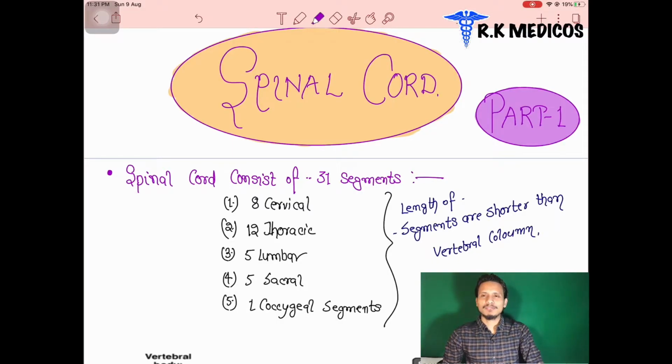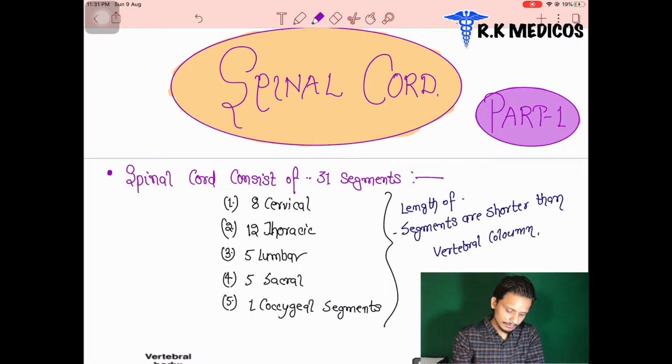In this section, we are going to discuss neuroanatomy, and we are going to discuss the spinal cord basically. The spinal cord has several segments; they are divided into several parts. There are basically 31 segments in the spinal cord, and they are divided like this.